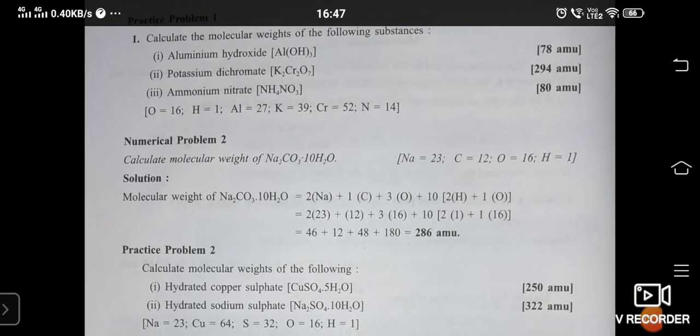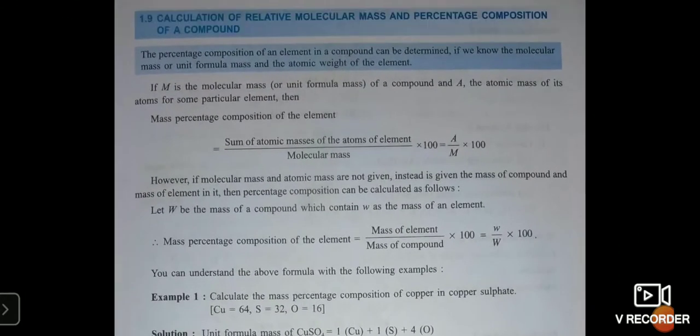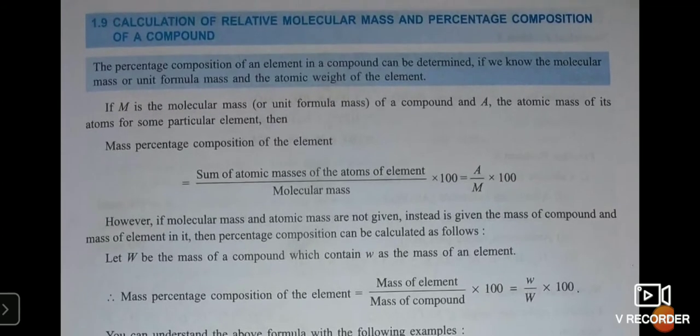So now let's move on to the next type of question where I want to teach you a little in depth. That is, as you see on my screen, calculation of relative molecular mass and percentage composition of a compound. Molecular mass we have learned. We are going to focus here on percentage composition of a compound. Now, what is percentage composition of an element in a compound?